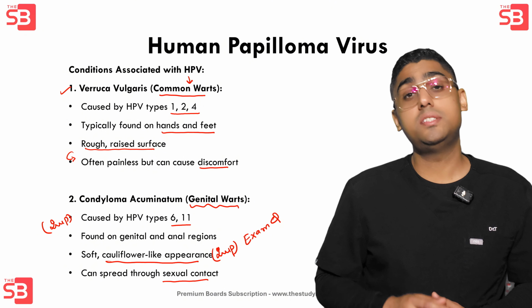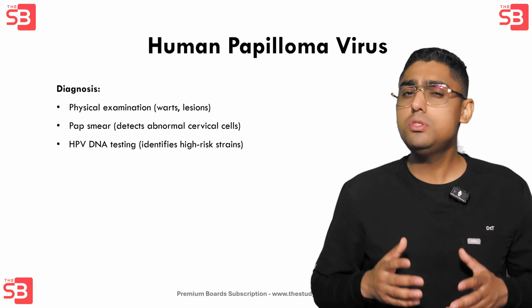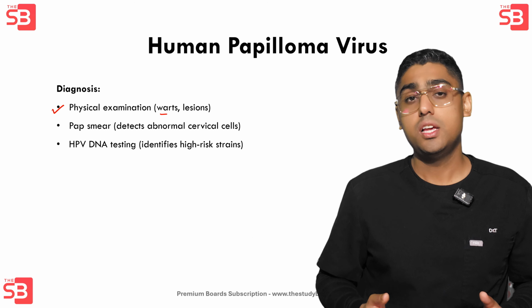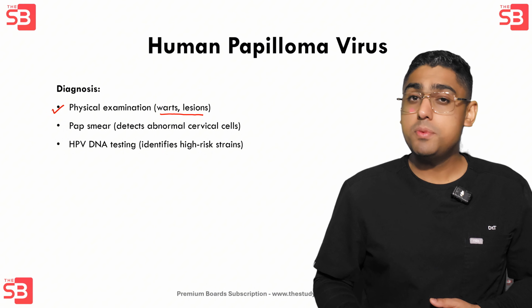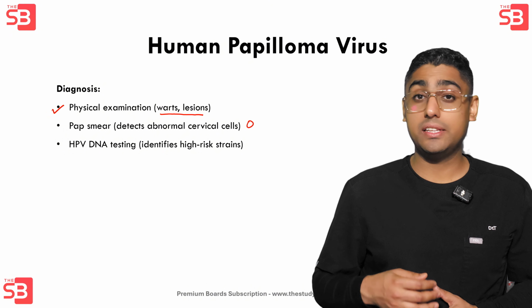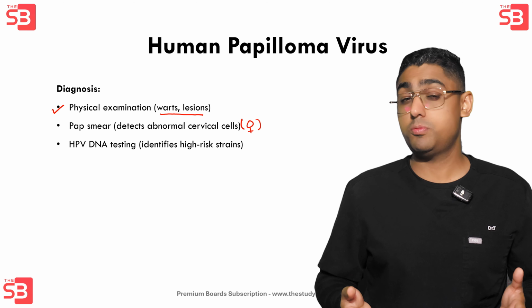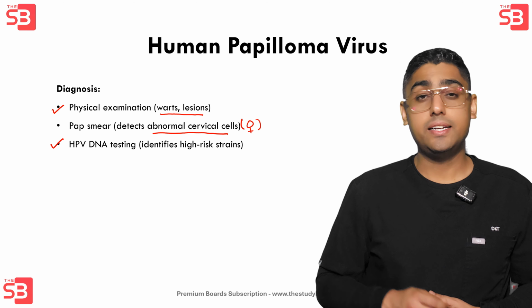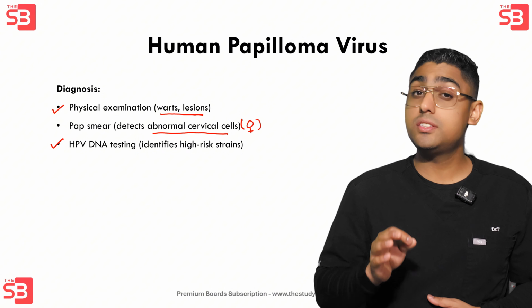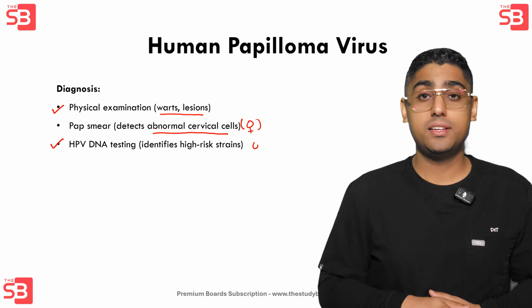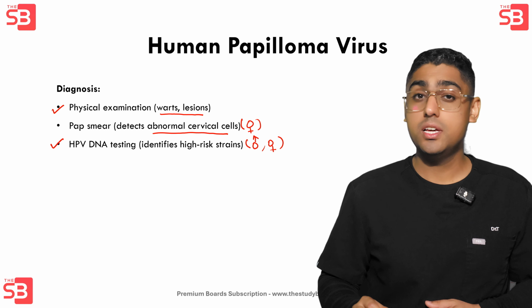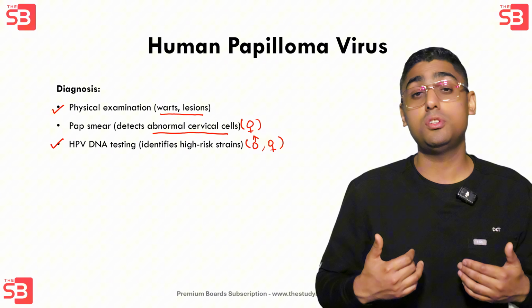Now, the next part is diagnosis of HPV, which is usually done through physical examination of these warts or lesions. For women, a pap smear can detect abnormal cervical cells, which may be caused by HPV. Then HPV DNA testing is also available and can identify high-risk strains in both men and women. So it is very essential to detect the high-risk HPV early to prevent progression to cancer.